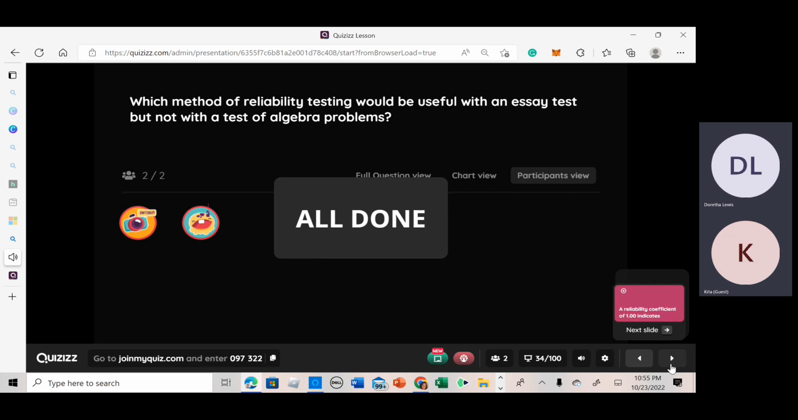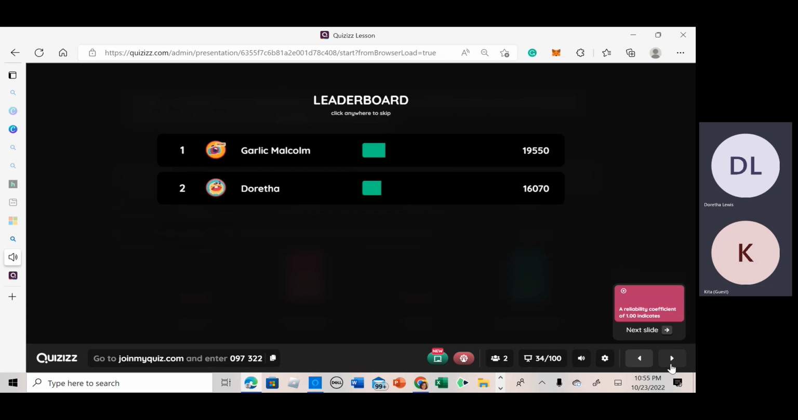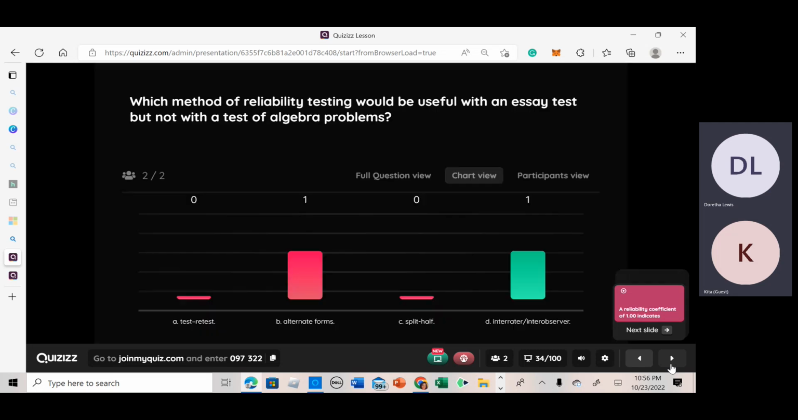Which method of reliability testing will be useful with an essay test, but not with a test of algebra problems? D, inter-rater, inter-observer. All right.